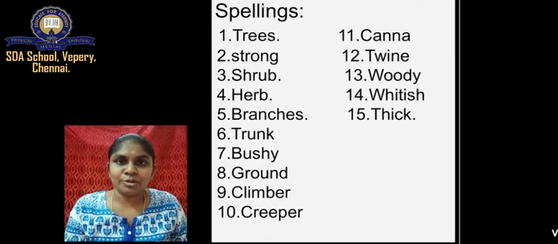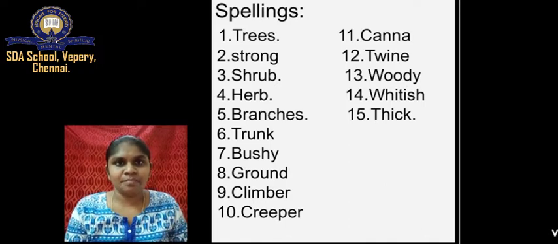Okay, then by automatically you will learn the spellings by heart. First one is trees, T R E E S, trees. When I tell you, you have to repeat after me. When you repeat after me, you will easily understand the pronunciation and spell the word correctly. Second one, strong.